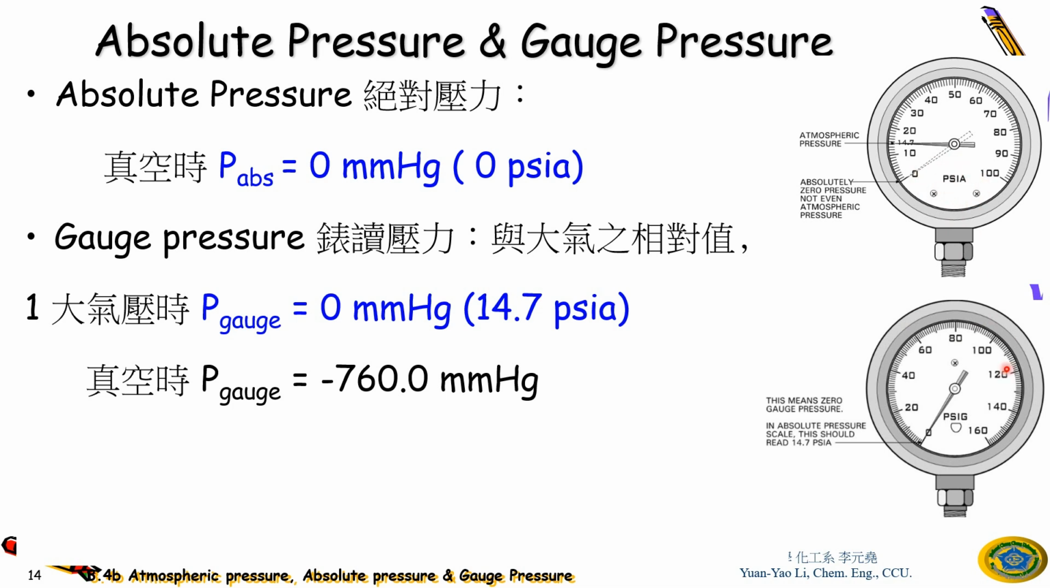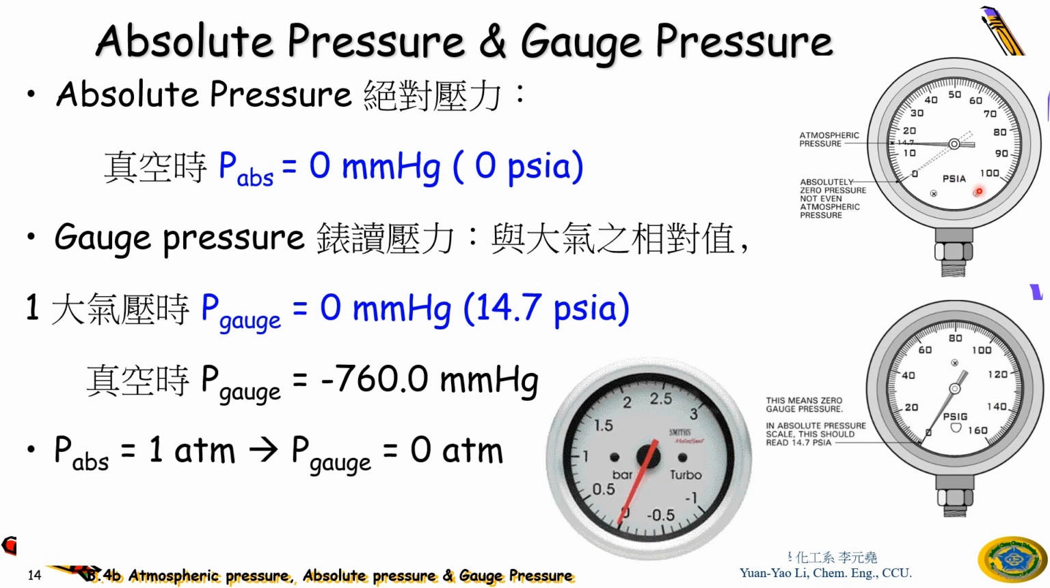So it is important to see whether this is gauge pressure or absolute pressure. When P sub ABS, absolute, is equal to 1, then the gauge pressure will be equal to 0. This is gauge pressure, right? So the absolute pressure will be equal to gauge pressure plus atmospheric pressure, because atmospheric pressure is 1, right?